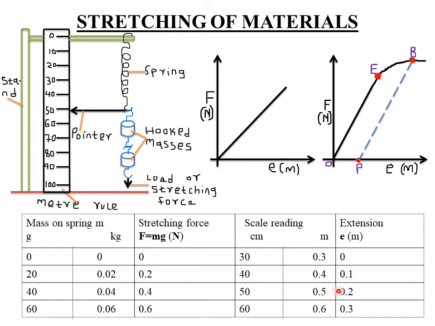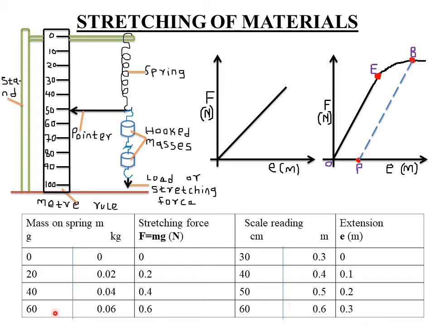And therefore our extension, remember, we've said you take the final reading minus the initial reading. So the final reading of our pointer is 0.5 meter. The initial reading of the pointer, that is when no mass was attached, was 0.3 meter. So you take 0.5 meter minus 0.3 meter, you'll obtain 0.2 meter.